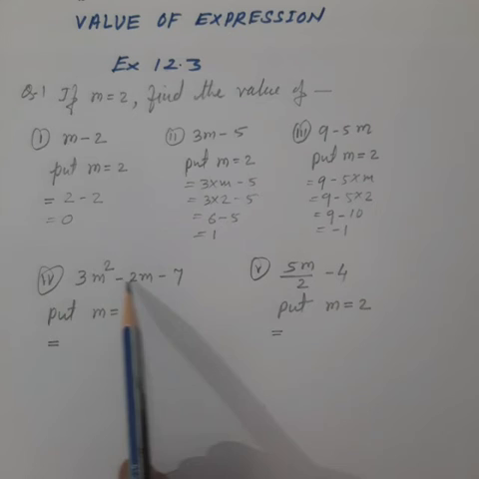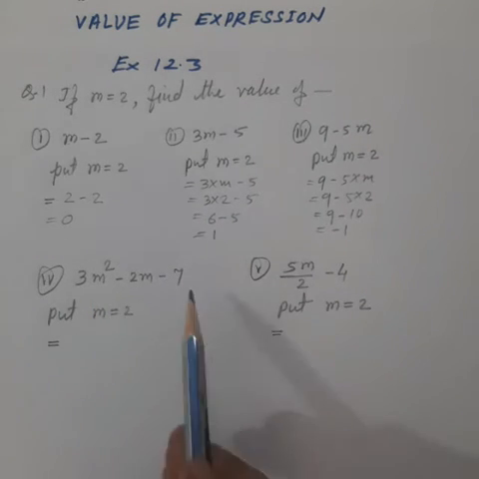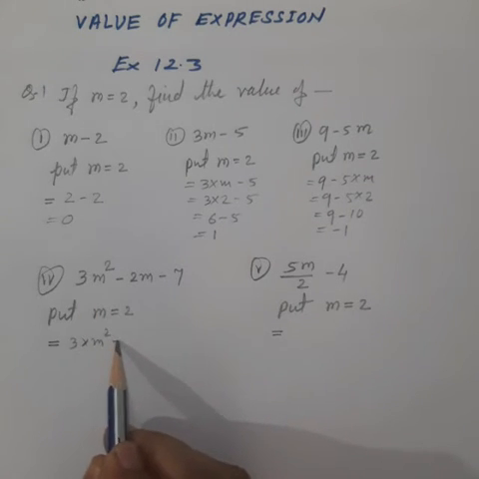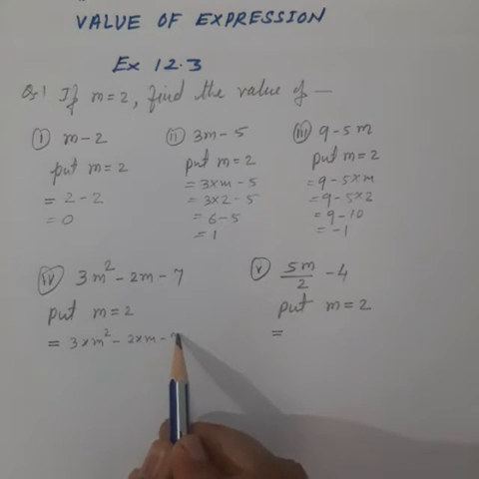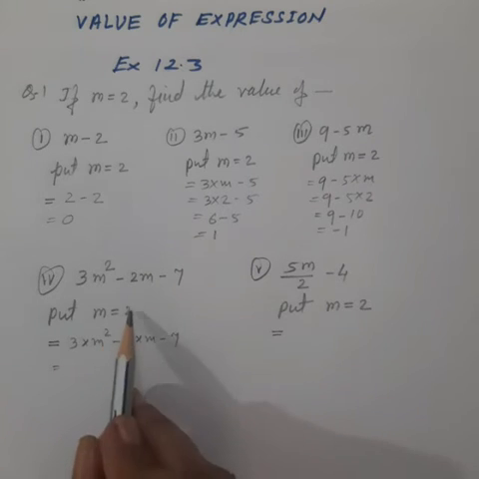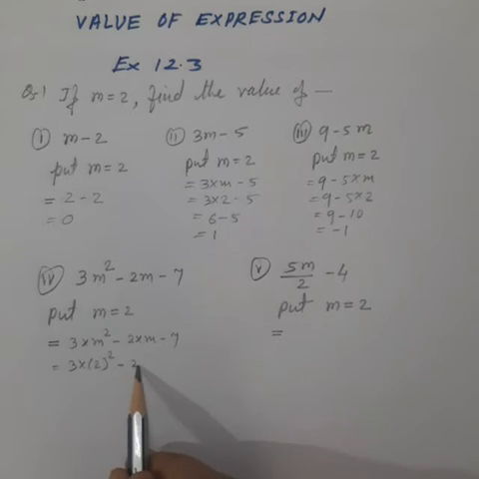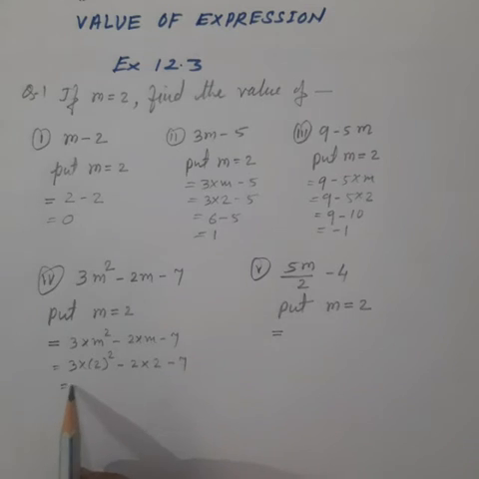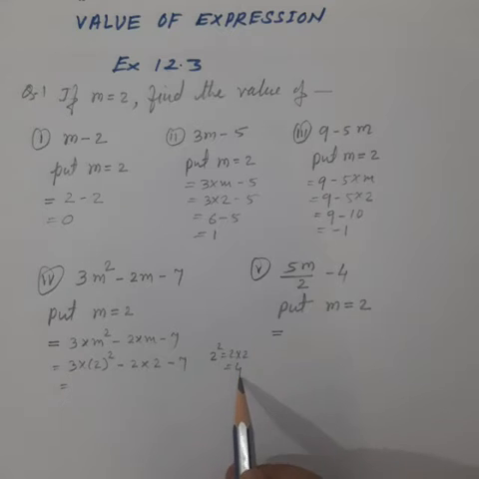Fourth, to find the value of this expression, at the place of m, put 2 and then solve. 3m square means 3 into m square, minus 2m means 2 into m, minus 7. At the place of m, put 2. 3 into 2 square minus 2 into 2 minus 7. Now 2 square means 2 into 2. 2 into 2 is 4. 2 is multiplied by itself.